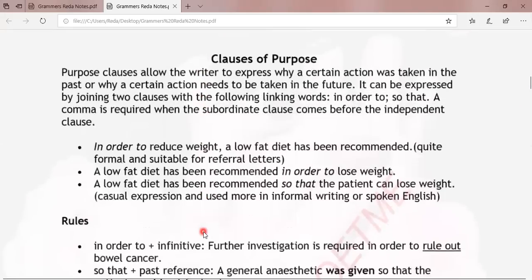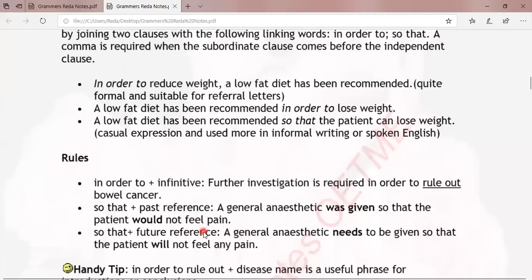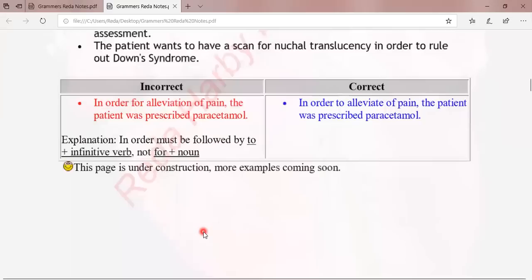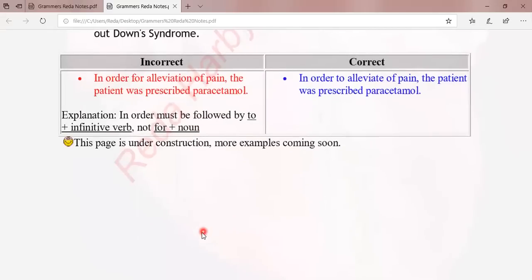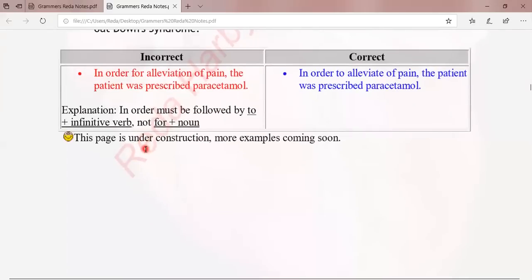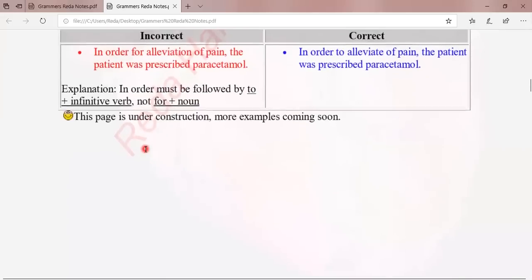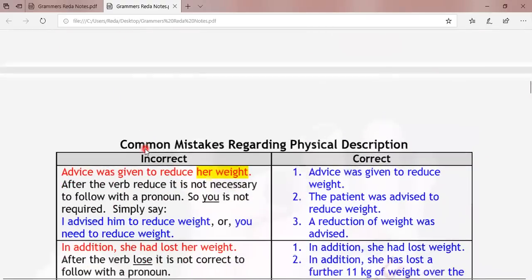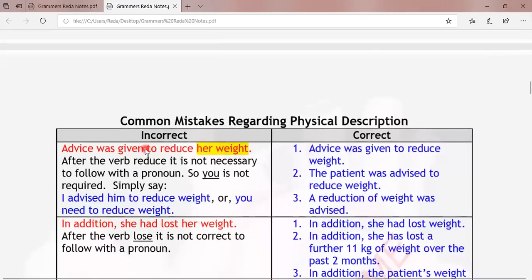This is called clauses of purpose, like: in order to alleviate pain, the patient was prescribed paracetamol. In order must be followed by an infinitive verb, like in order to plus infinitive. Advice was given to reduce weight. After the verb reduce, it is not necessary to follow with a pronoun. Reduce weight. Okay, to reduce weight.